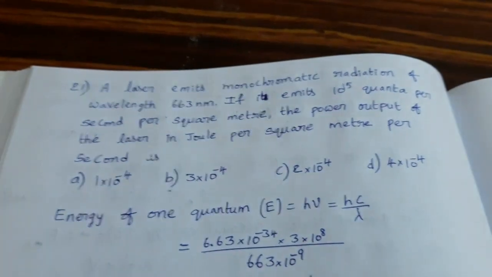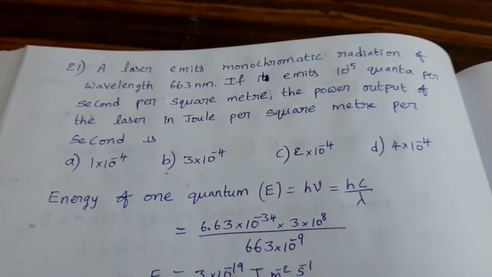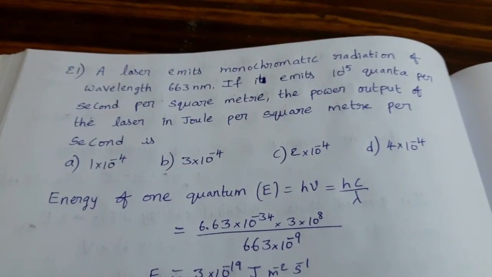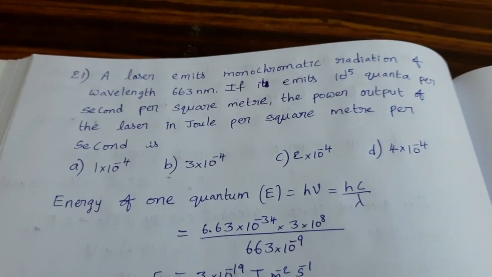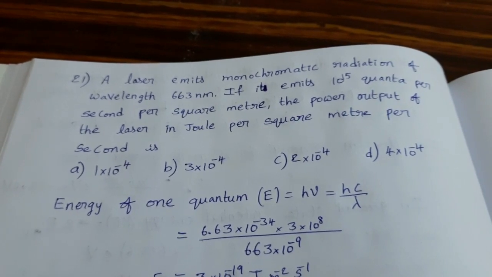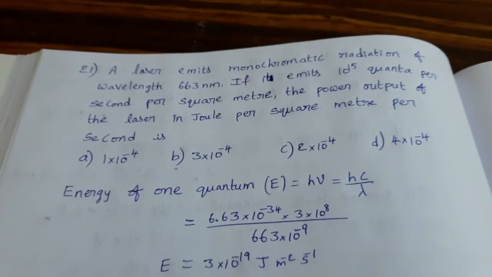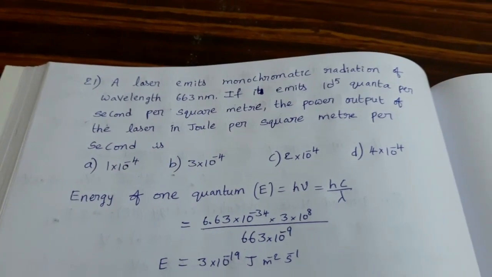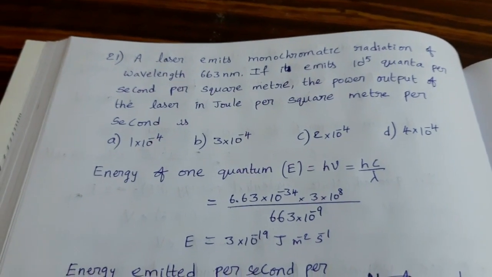See the calculation. Energy of one quantum E equal to h nu, that equal to hc by lambda. Substitute h value 6.63 into 10 power minus 34 and c velocity of light, that is 3 into 10 power 8, lambda given in the question, 663 into 10 power minus 9 meters. So by doing calculation we can get energy of one quantum, that is 3 into 10 power minus 19 joule per meter square per second.